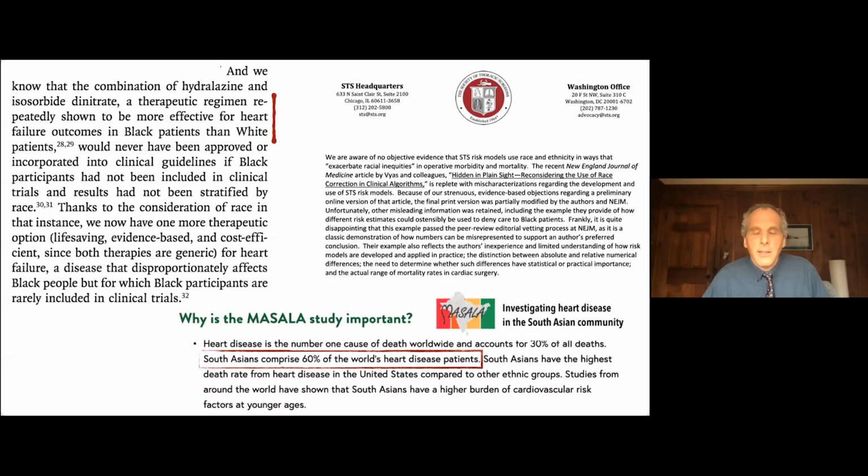One article, up in the upper left here, published in the New England Journal of Medicine last February, falsely claimed that a combination of hydralazine and isosorbide dinitrate had been, quote, repeatedly shown to be more effective for heart failure outcomes in Black patients. This is a topic Dorothy and I know a lot about. We have been involved in the debates about this drug since 2005. It simply isn't true. Another common claim that will circulate widely amongst cardiologists is that South Asian patients are responsible for 60% of all cases of cardiovascular disease worldwide. That can't possibly be true either.